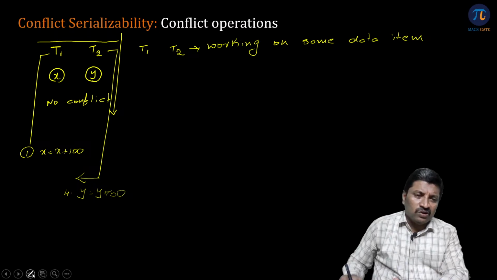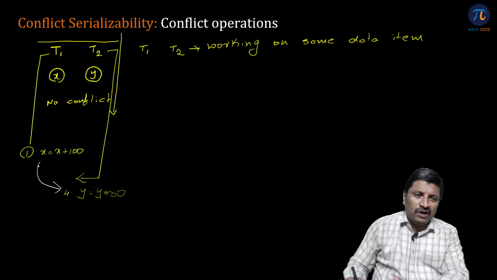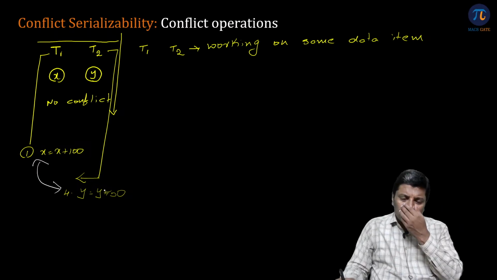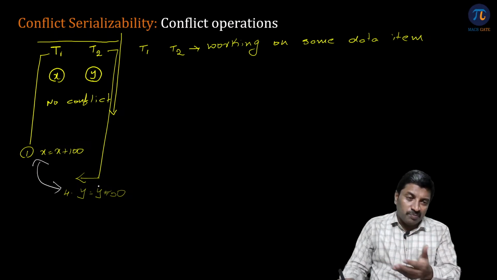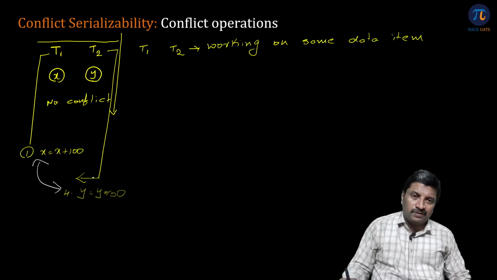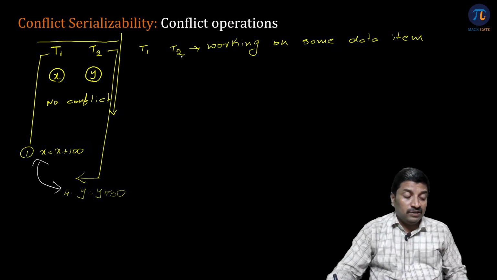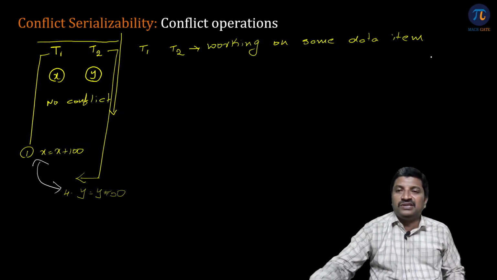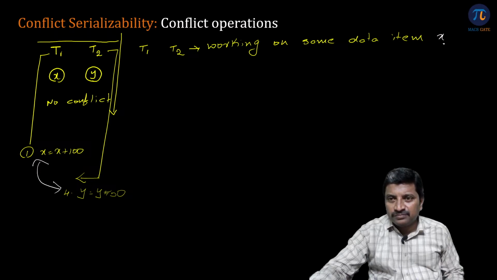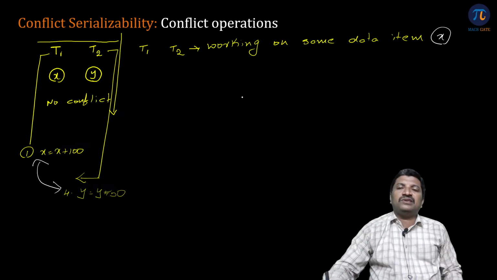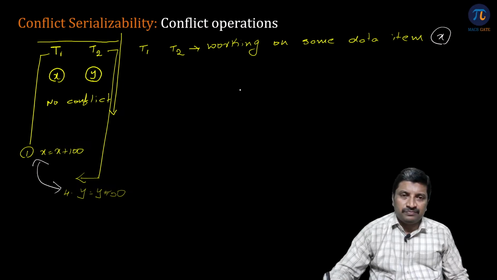Then there is no conflict at all, sir, because both are working on different data items. So either I can do this operation first or I can do this operation first. There is no issue. I can even do the fourth operation first, then go for the first operation. But let us assume both the transactions are working on the same data item X.